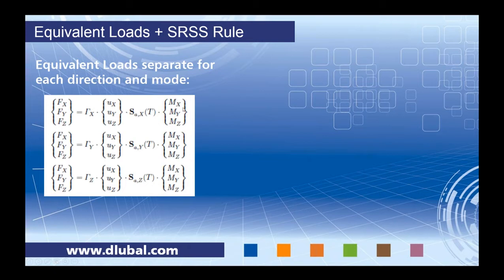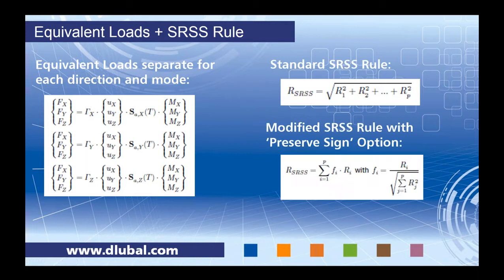Then for each mode, we have this output of our equivalent loads, but we need to somehow combine all the modes for a single direction, and that's where the SRSS rule comes into play. So for each mode, like this is a single mode here, this is another mode, we're going to combine according to the SRSS rule, and this is just the square root of the sum of the squares.